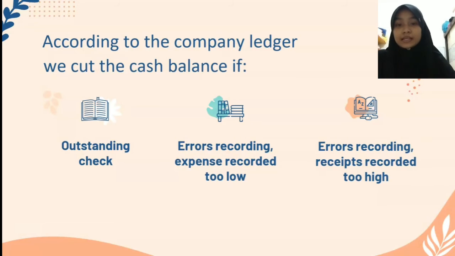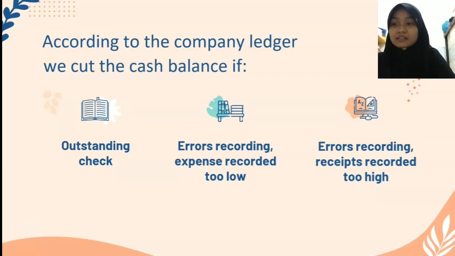According to the company ledger, we cut the cash balance if, first, outstanding check. Outstanding check means that the check is still out. The person hasn't taken it from the bank. So we have to cut the cash balance in the reconciliation.